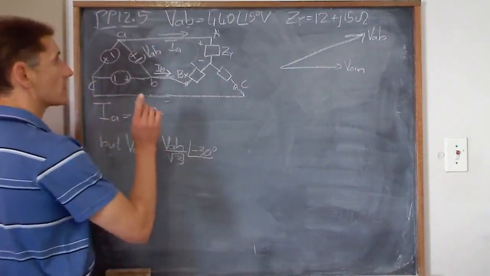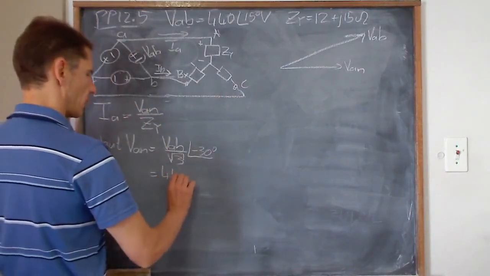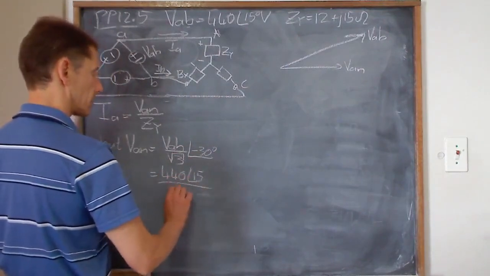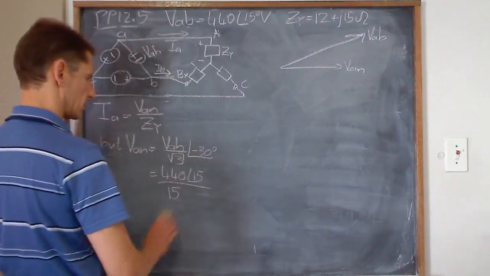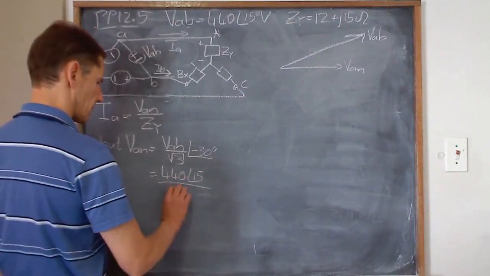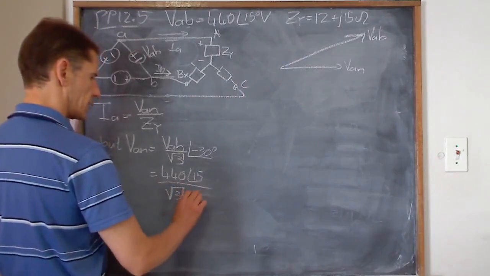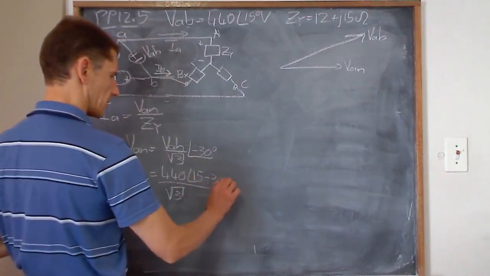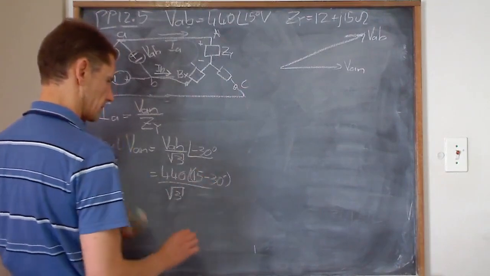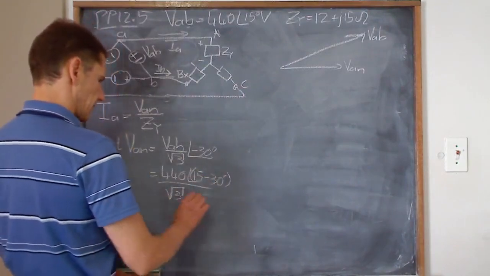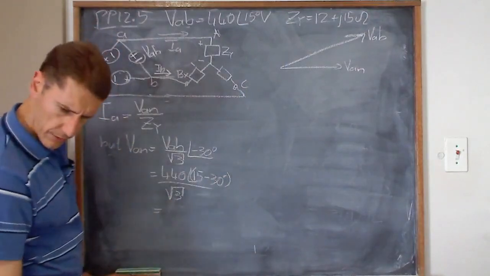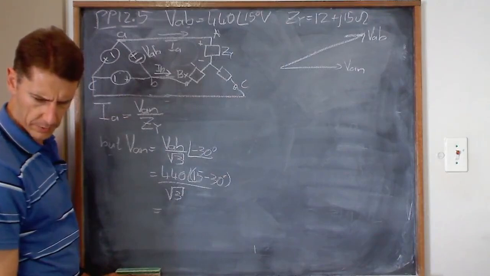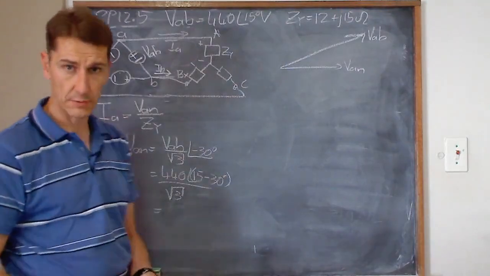So what is VAB? 440 angle 15 degrees divided by root 3. Oh, no, my concentration is giving up. And then from this 15 I need to subtract 30 degrees. Let me just quickly check here. Did I write that value down? No, I did not write it down. Let me just quickly calculate it.